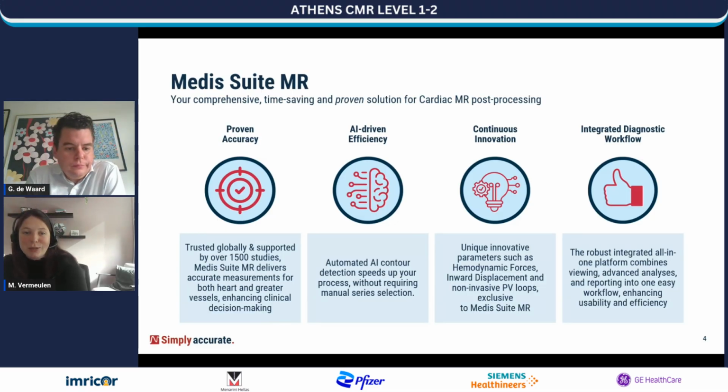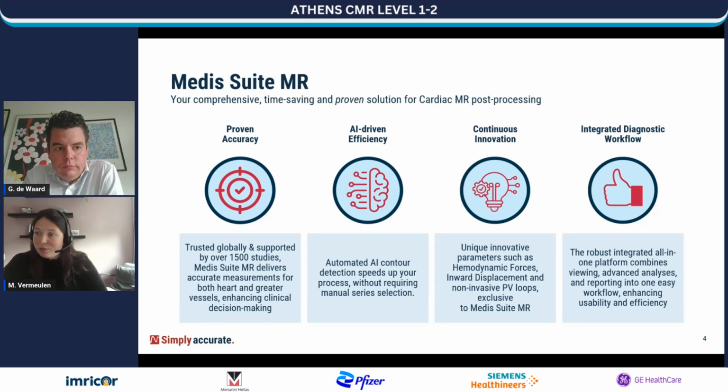In recent years, we put a lot of effort into AI-driven efficiency. We try to automate as much as possible of the workflow by deploying our AI algorithms. On top of that, we try to be innovative all the time. Right now, we do this with our innovative parameters, which is, of course, strain, but we go even beyond strain. The next step already is hemodynamic forces, inward displacement, and non-invasive PV loops. And all these parameters are exclusive to Medis MR.